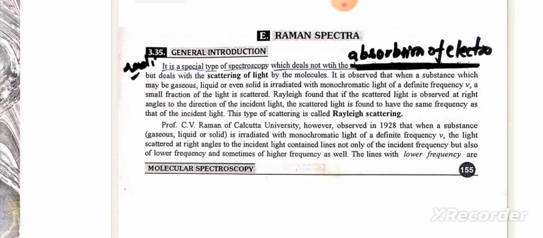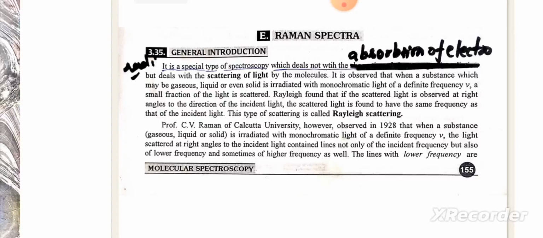Rayleigh found that if the scattered light is observed at right angle to the direction of incident light, the scattered light is found to have the same frequency as that of incident light. This type of scattering is called Rayleigh scattering.